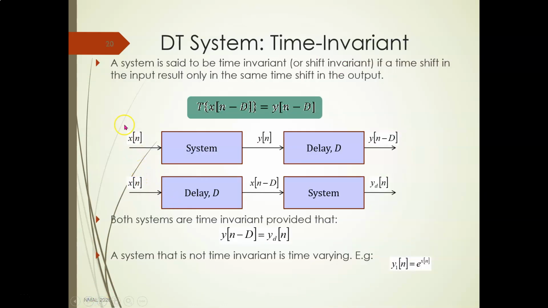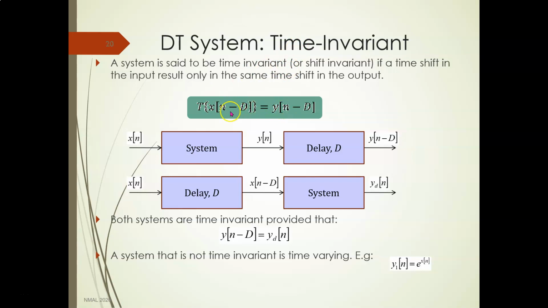Okay, another type of system is time invariant. A system is said to be time invariant or shift invariant if a time shift in the input will result only in the same time shift in the output. The equation for the time invariant system is represented by this. The T, which is the transformation, of x n minus d will also result in the output shifted by d. Invariant, in other words, means the coefficients in the system equations here are independent of n.